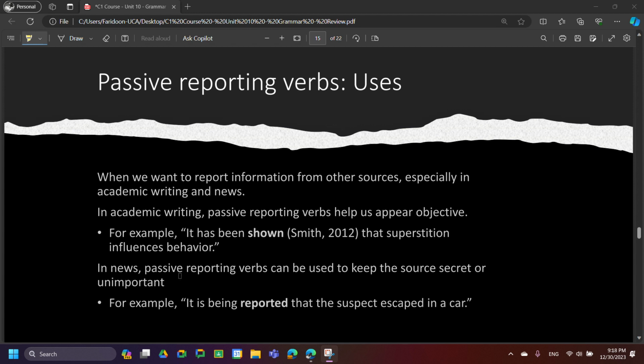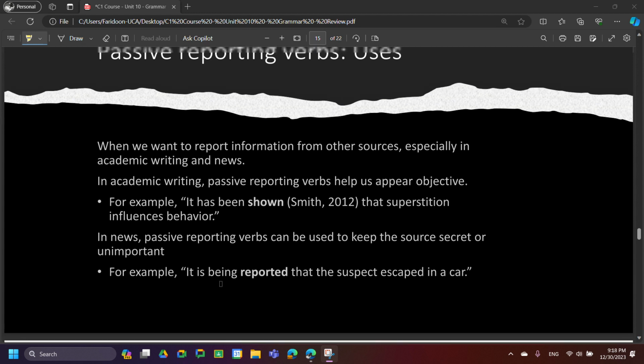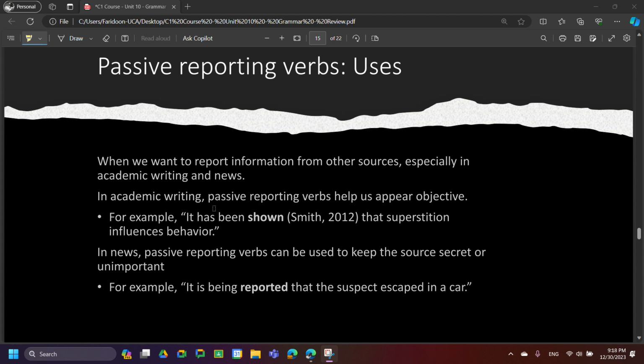And in the news, passive reporting verbs can be used to keep the source secret, or maybe the source is unimportant, so you just don't mention it. Example: it is being reported that the suspect escaped in a car. Being reported is your passive reporting verb.